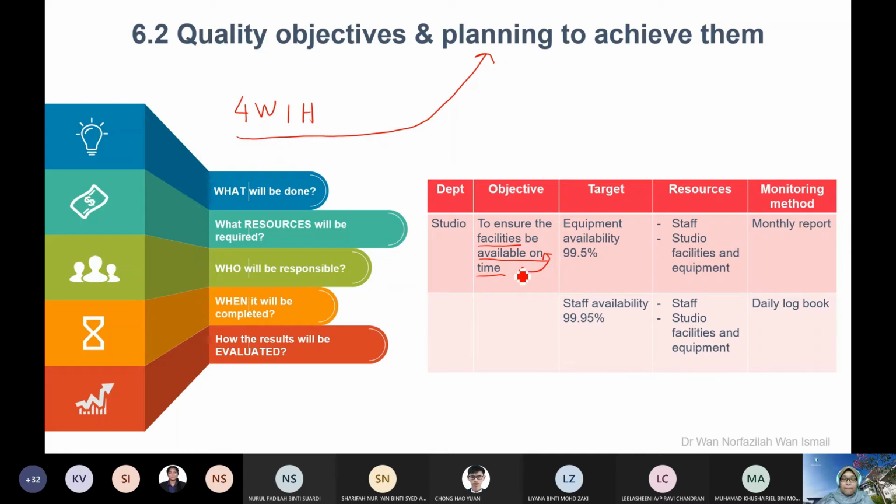Okay, so on time. Target, the equipment availability must be 99.5%. 0.5% usually anything that happen is out of your control. Okay, for example, to deliver the facilities on time, there is an accident happen. That one is 0.5% out of control. So their target is logic. Availability is 99.5%. Staff availability is higher than the equipment availability, 99.95%.